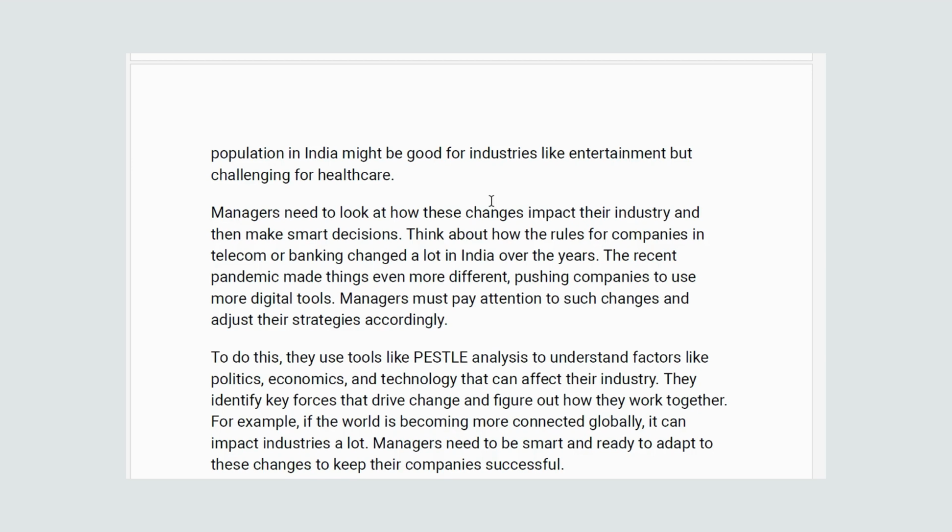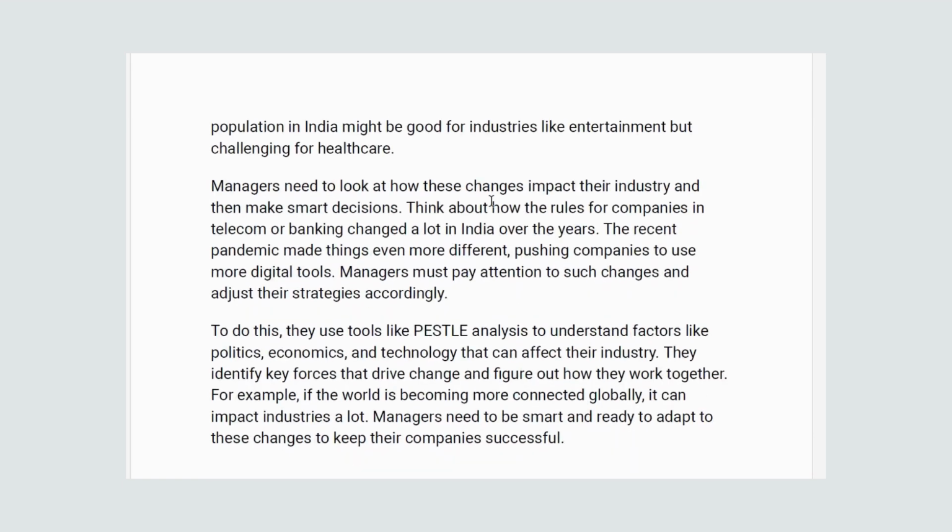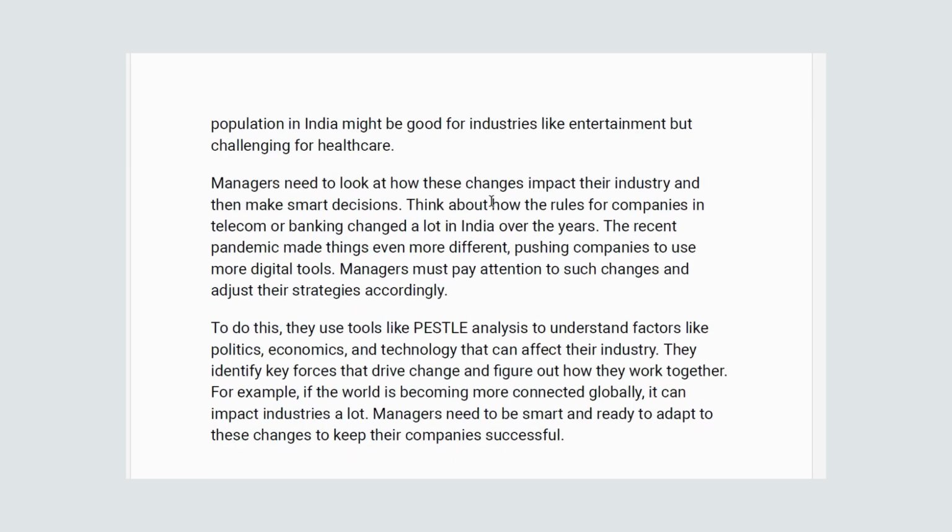The managers need to be really smart and ready to adapt to the changes that they may face in the future. Only by adapting to the changes in the general environment can a company be successful in the future. They must form strategies according to the changing business environment, or the general environment.